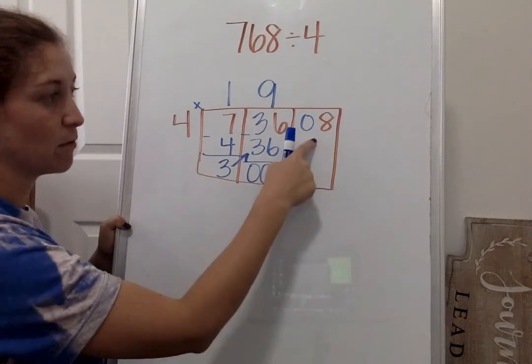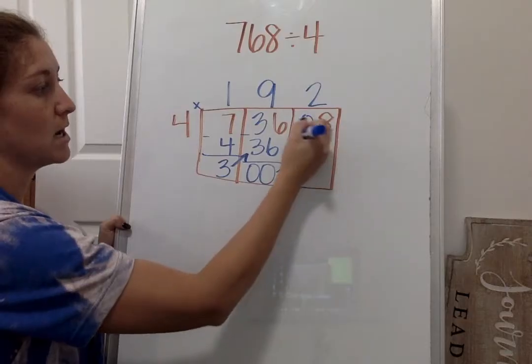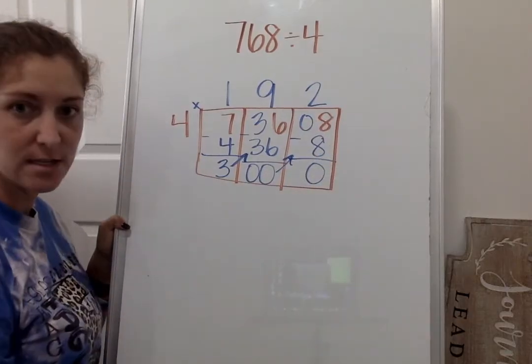How many times can 4 go into 8? It can go in there 2 times. 4 times 2 is 8. I subtract and get 0.